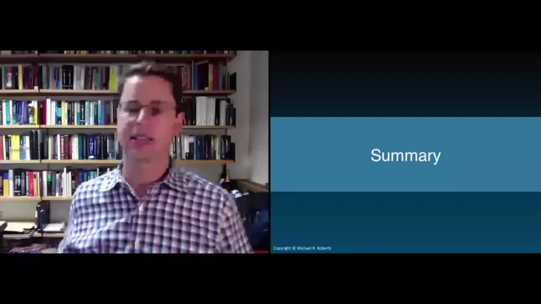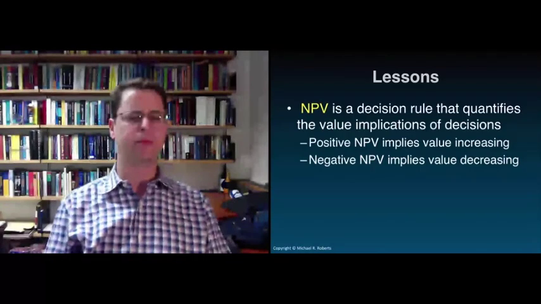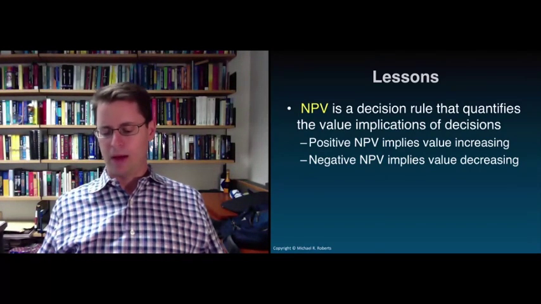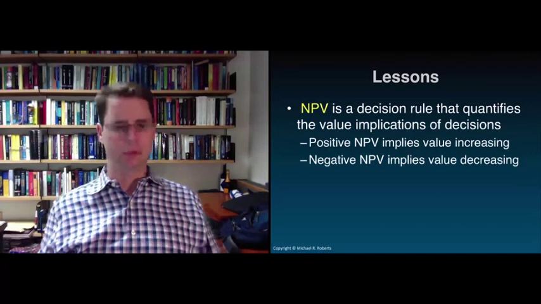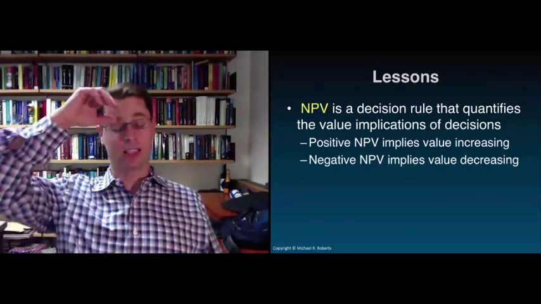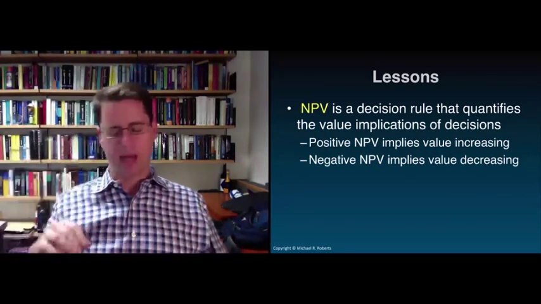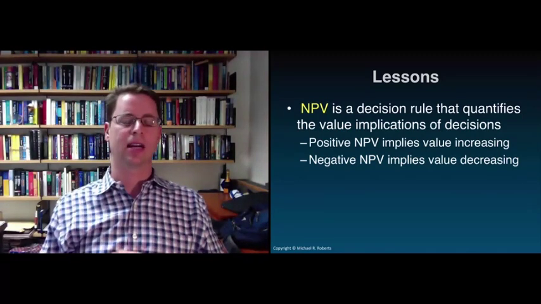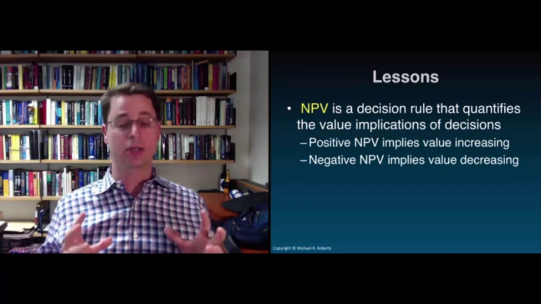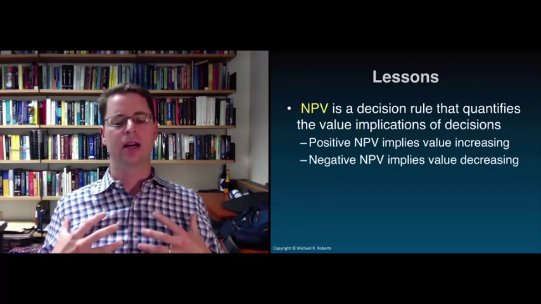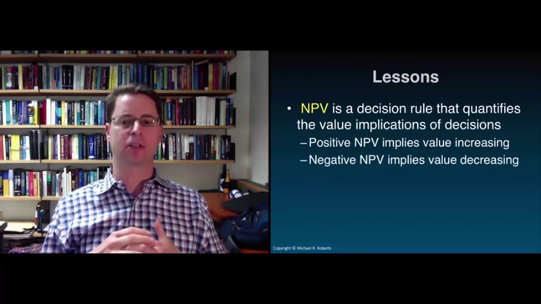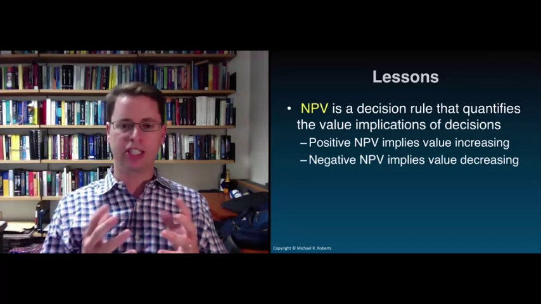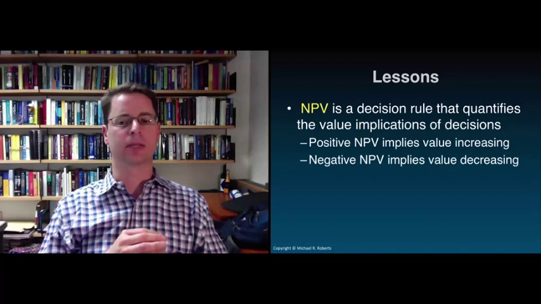All right, so let's summarize this now. NPV is a decision rule that's going to quantify the value implications of decisions. That's what we learned last time. And there's two key components to it, right? There's free cash flows and discount rates. This lecture was all about how do we put some meat behind that FCF term? How do we actually compute it? How do we derive it for a project or a firm, more broadly speaking?